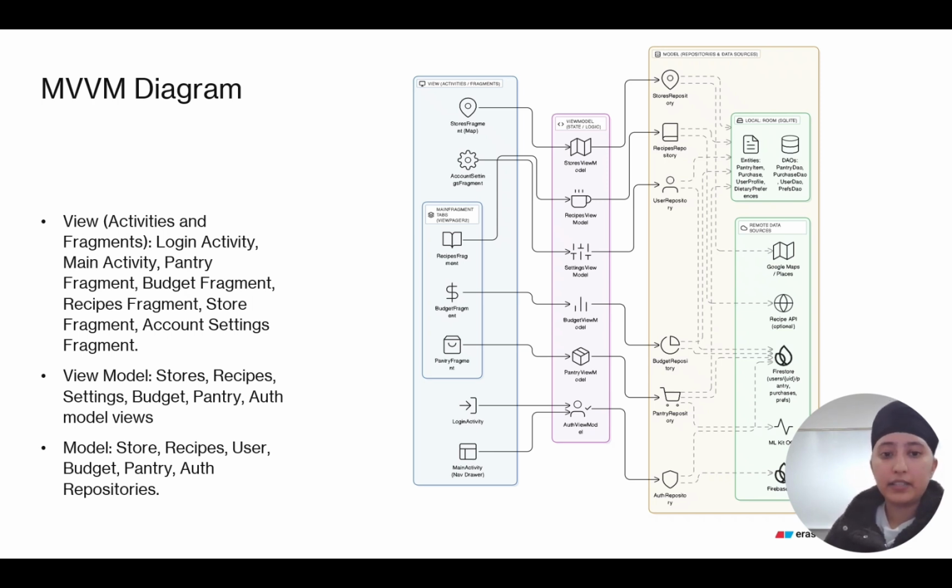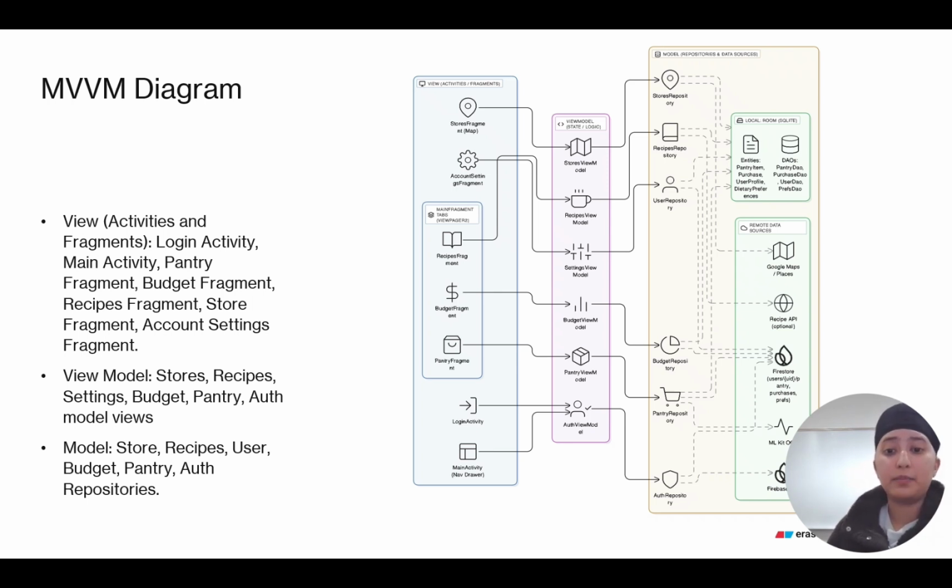The view layer is everything the user interacts with, things like login activity, main activity, and fragments for pantry, recipe, budgets, settings, stores. These handle navigation, inputs and UI updates, but they don't contain any business logic. Each fragment or activity connects to its respective view model, which supplies the data the UI needs.